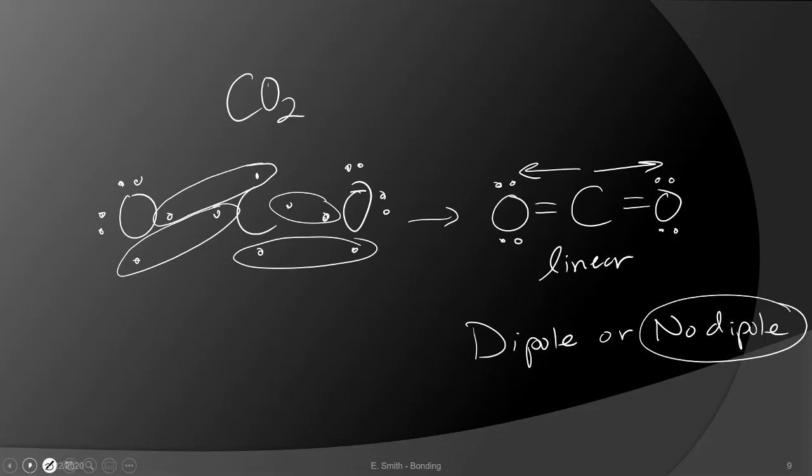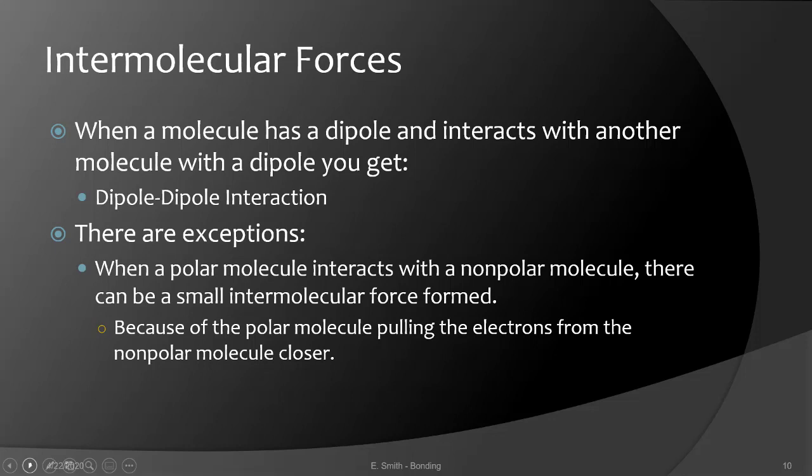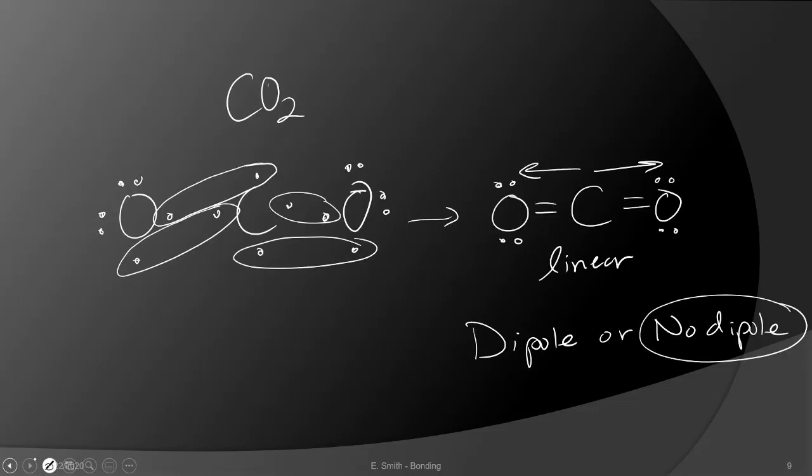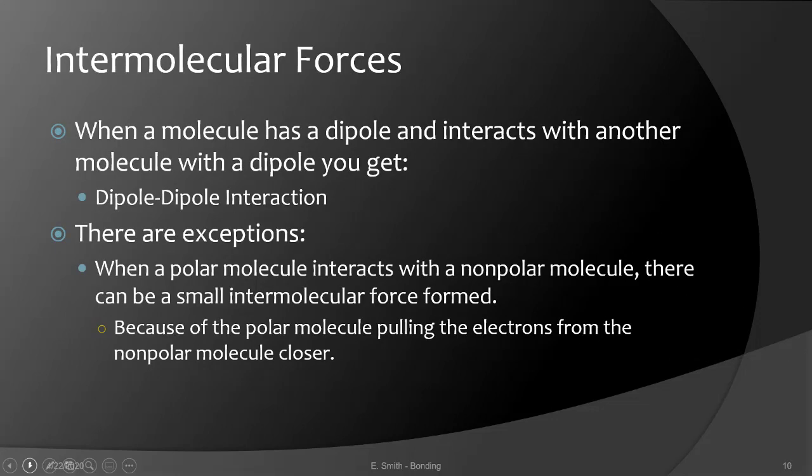All right? So, when a molecule has a dipole and interacts with another molecule, we call it a dipole-dipole interaction. Okay? Where literally these things act as tiny little magnets to each other. Okay? So, of course, there are exceptions. There are some substances that are polar that can, when they interact with other nonpolar molecules, become basically small intermolecular forces that occur.